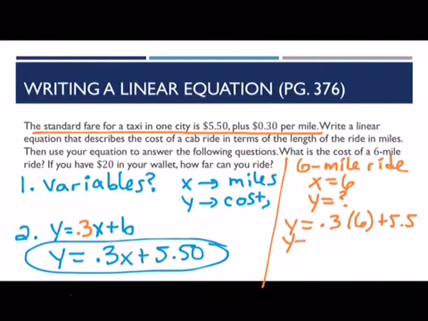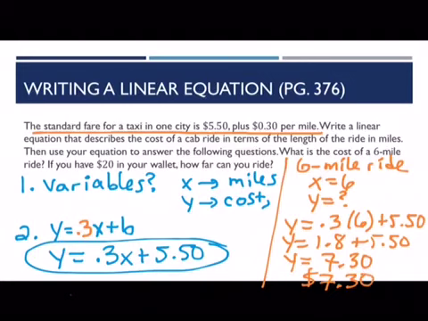So we would have y equals 0.3 times 6 is 1.8, and then plus 550, and y would equal $7.30. Now there's no units on this, so I've got to go back to my meaning of y and what I was finding. y is a cost, so we would put the units in ourselves. So the cost would be $7.30.